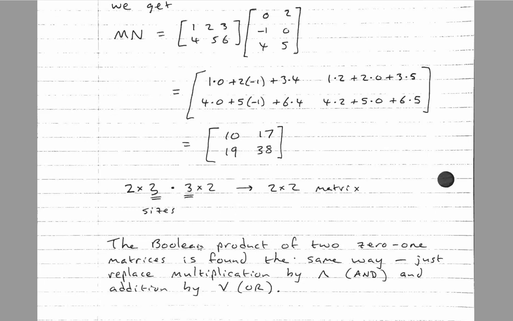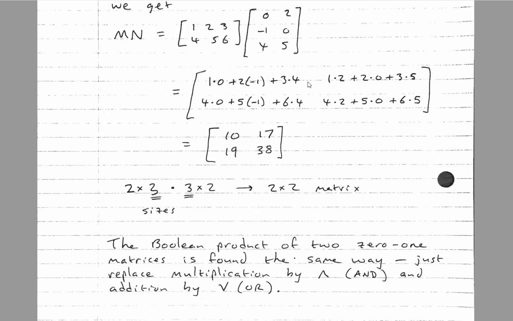Okay, and a very similar idea is the Boolean product of 2 matrices. But we need 0, 1 matrices, just containing the numbers 0 or 1, which we can treat like bits. 1 is true, 0 is false. And for trues and falses, we can use the AND operation instead of multiplication, and the OR operation instead of addition.